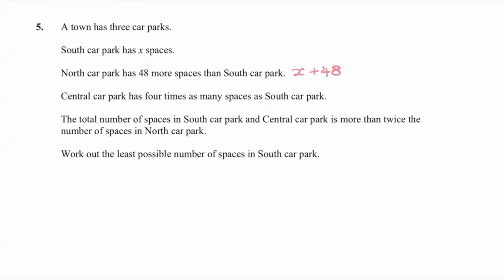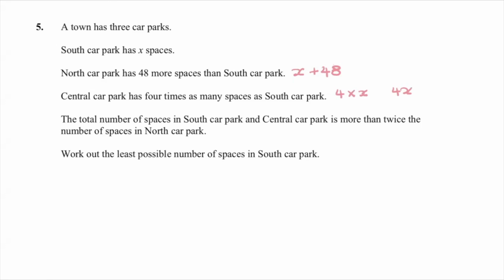Central car park has 4 times as many as South. So 4 times the X, but obviously we want to show that as 4X. The total number of spaces in South car park and Central, so that's those two together, is more than twice the number of spaces in the North car park. So we've got to unpick that.